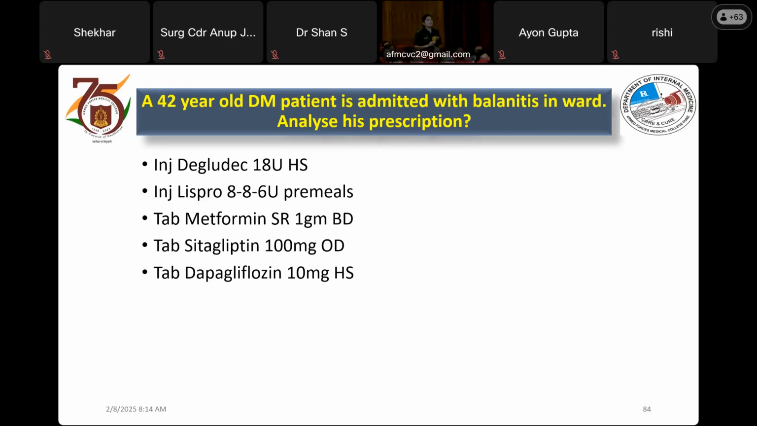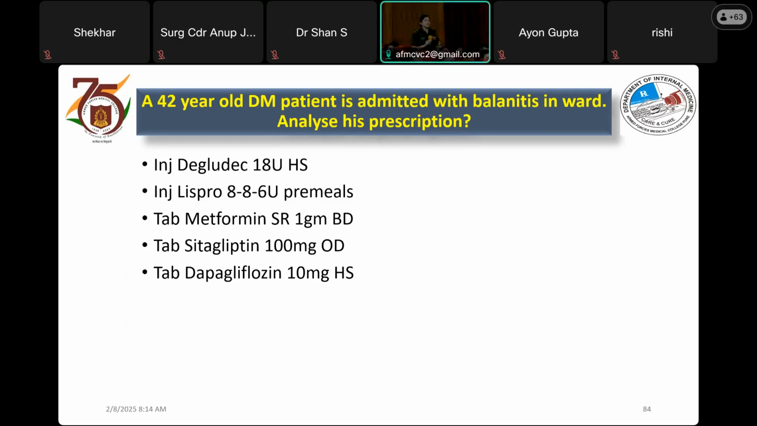Sir, Glutic is a long-acting insulin, sir. And then we have metformin, repaglinide, sitagliptin, and dapagliflozin, sir, which is an SGLT2 inhibitor. So any amendment required?